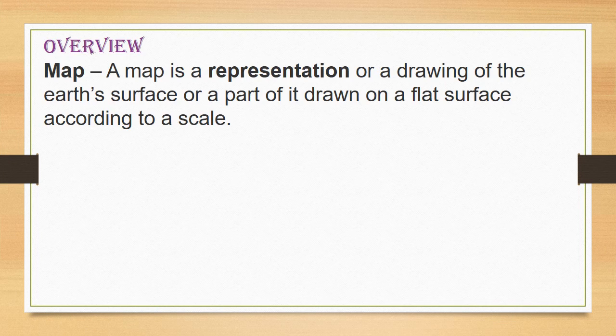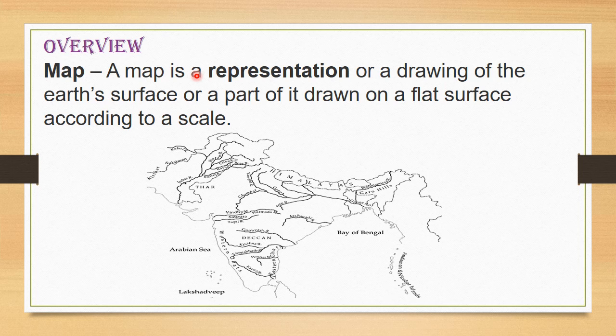First, we are going to see what a map is. Do you know what a map is? Any idea? Yes, a map is a representation or a drawing of the earth's surface or a part of it drawn on a flat surface according to a scale. So, it is a representation or a drawing of earth's surface. Look here, like this, we call it a map.